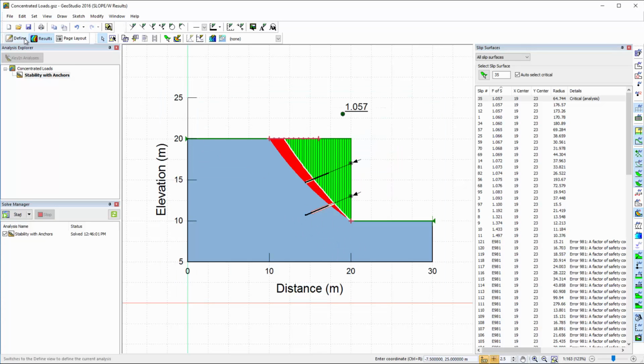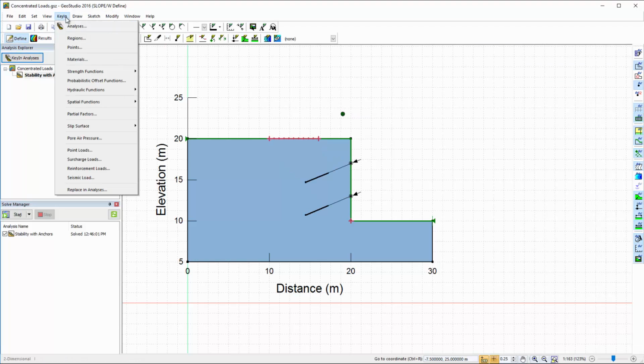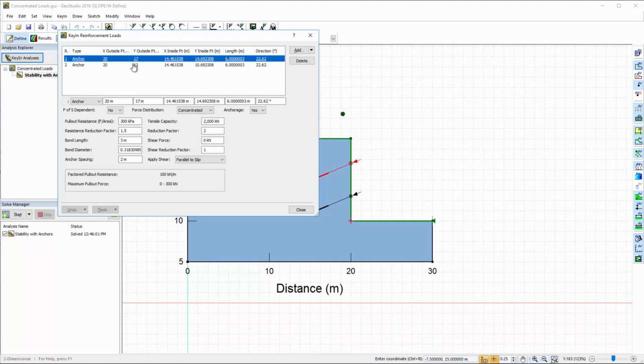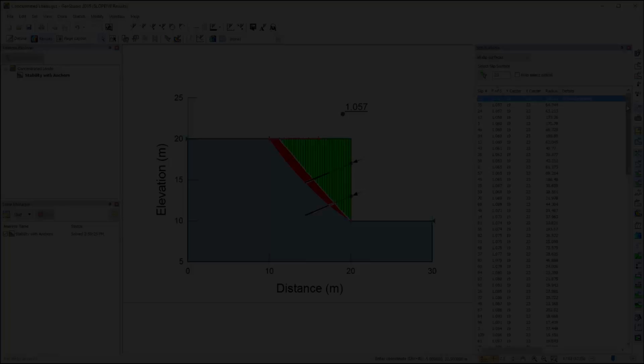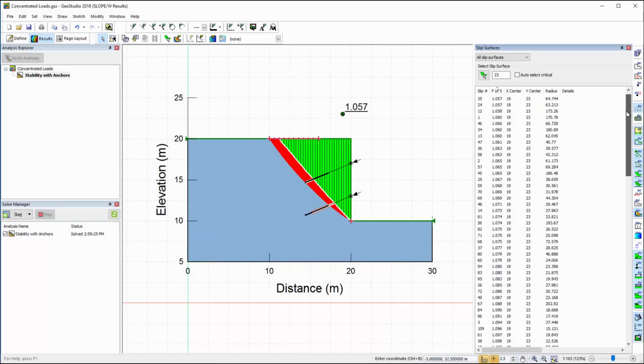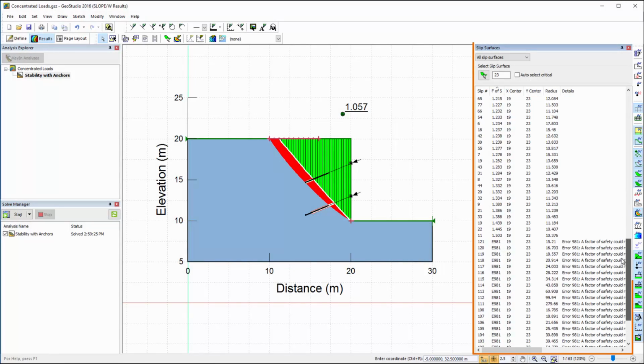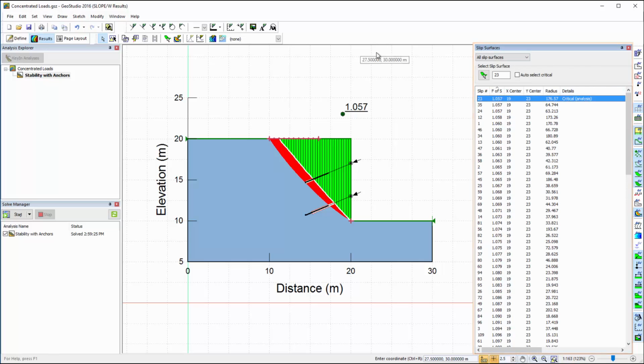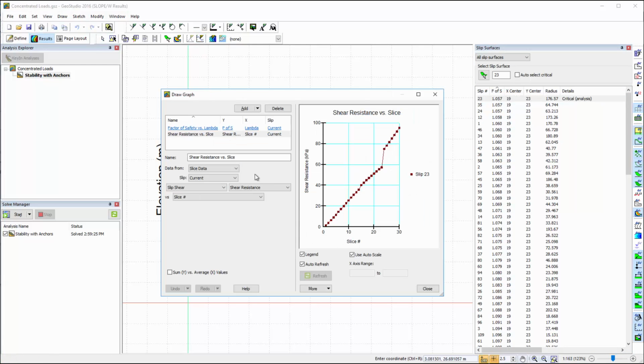I will go back to Define View, open the Key in Reinforcement Loads window, and change the force distribution of both anchors to distributed. I will then resolve the analysis. The modified analysis was able to compute a factor of safety for many more of the trial slip surfaces when the reinforcement load was distributed. If I open the Draw Graph window again, I can see that the shear resistance changes more continuously with the slice number.